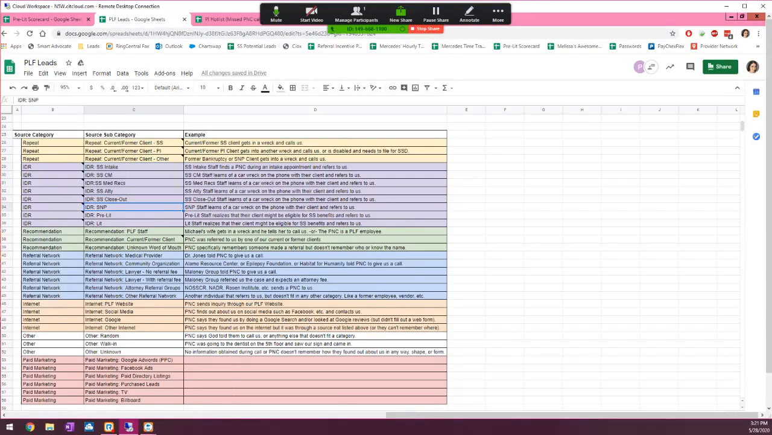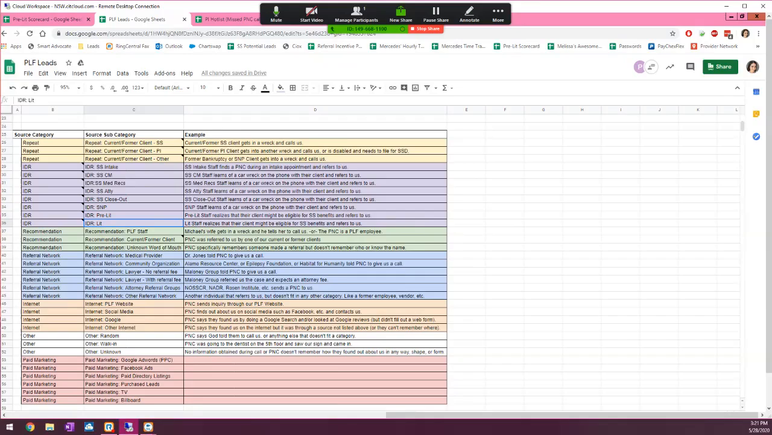Next, we've got interdepartmental referral special needs planning. So of course, this is if a special needs planning staff member realizes that one of their clients was involved in a wreck, and then they refer them to our personal injury department. And then next, we've got interdepartmental referral pre-lit. So this is if a pre-lit staff member realizes that one of their clients might be eligible for Social Security.